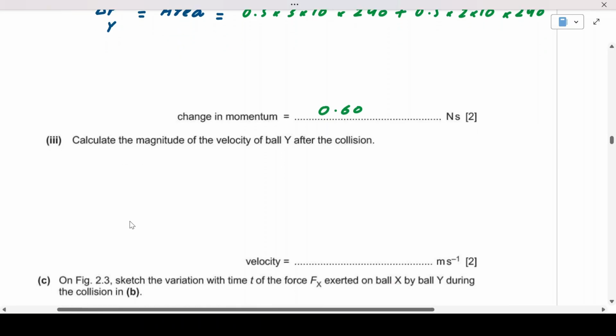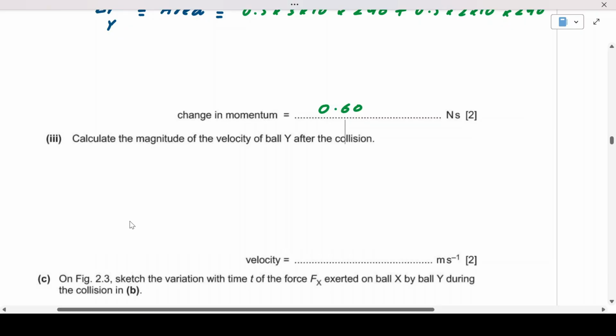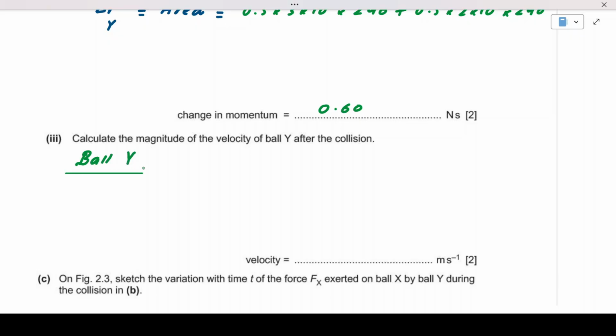Calculate the magnitude of the velocity of the ball y after the collision. So we have change in momentum of y. So we do have the value of change in momentum of y. Okay, so I'm not writing the subscript because we are referring to the ball y. So I can write at the top, everything I'm writing is for the ball y. So for the ball y, delta p equals to m into v minus u, or mv minus mu, same thing.